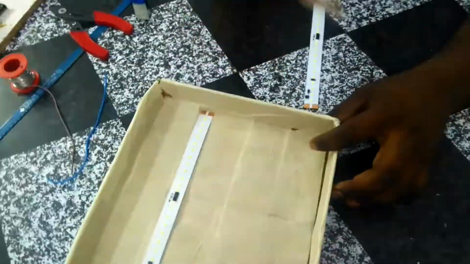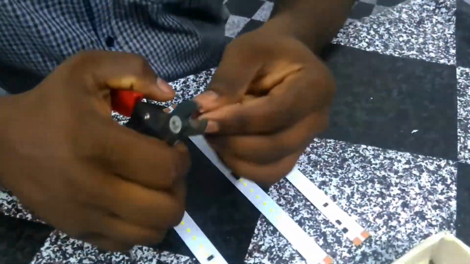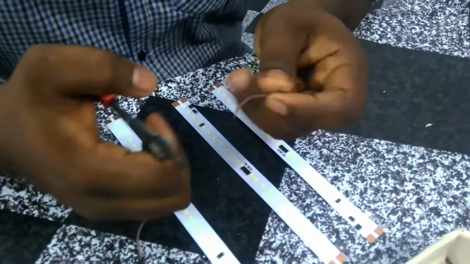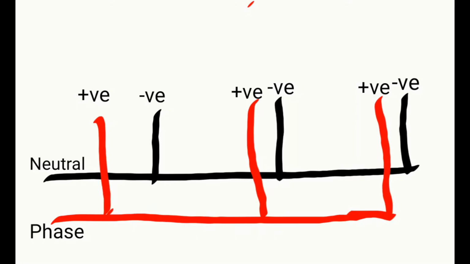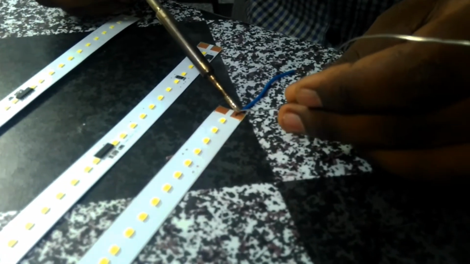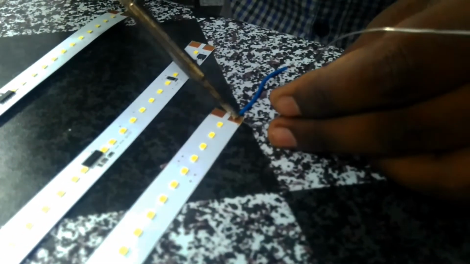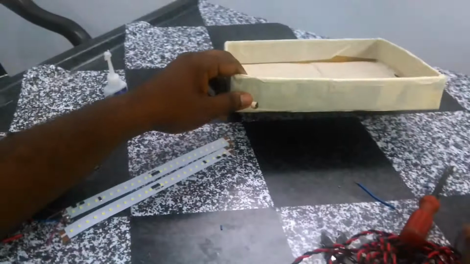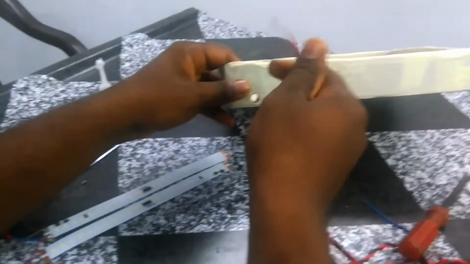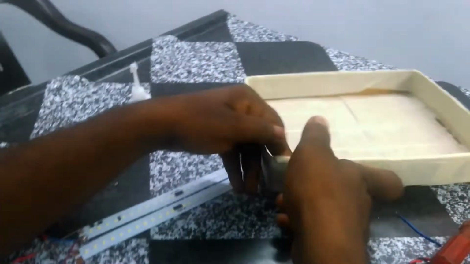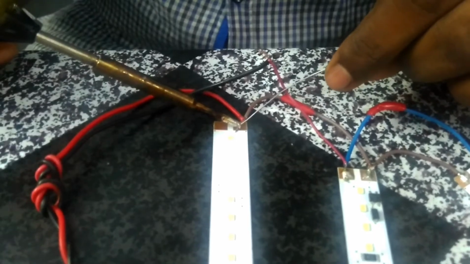After taping all the sides, we would solder all the LED strips with small wires. The connections are shown on the screen. Now, solder the wires to make the connections permanent. Now, take some more wires and pass them through the cardboard and complete the circuit by soldering them to the last LED panel as shown earlier.